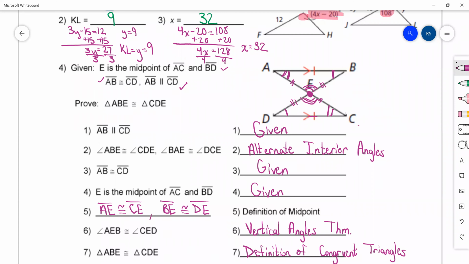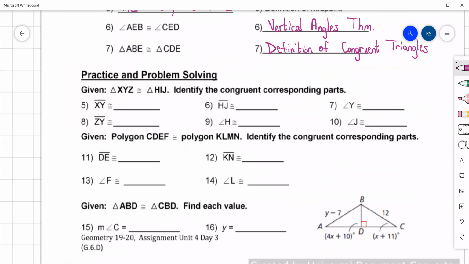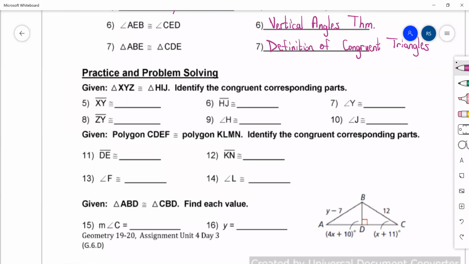Okay, so that's all for the guided practice. You got to identify some corresponding parts down here, work a few problems. On the back, you'll have a proof to do. Don't worry, it's matching. So don't freak out too much on me, it's just matching. Then you got some multiple choice questions.